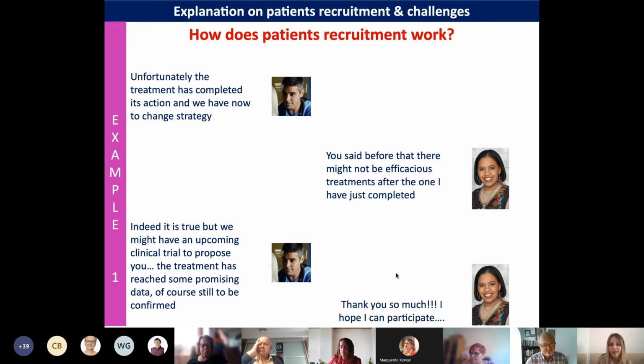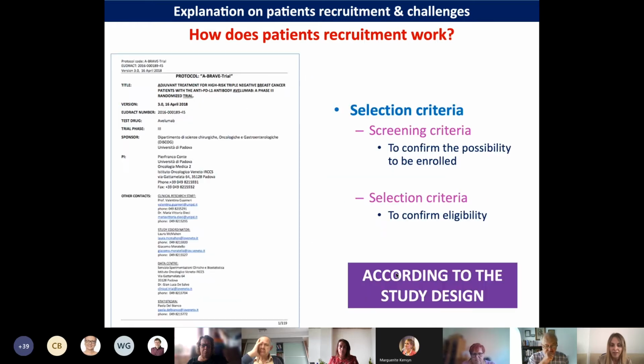So knowing that a clinical trial is there brings a lot of hope for every patient that we encounter every day. What does the physician do when an inpatient accepts a new treatment strategy? The investigator simply, the physician goes back to the manual, and the manual is the protocol, the clinical trial protocol. And in the protocol, the chapter that the investigator looks at, it's the selection criteria. The selection criteria can divide into screening criteria, which confirm the possibility to be enrolled, or directly the selection criteria that confirm the eligibility. This difference depends on the study design of each protocol.